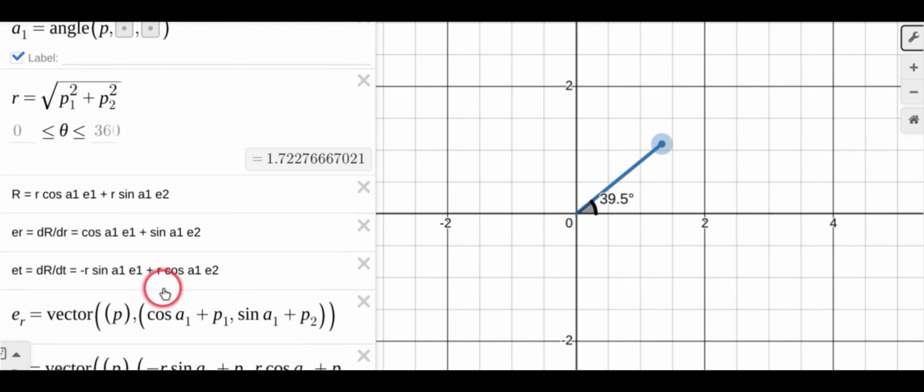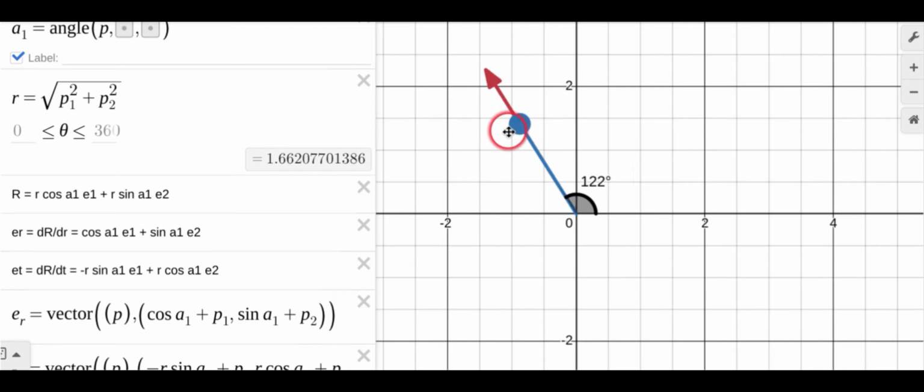So the x component, if you will, is the cosine of the angle. And now we want to add that to the point P1 because we want it to be here and in this direction, wherever that is. And this component is the sine of the angle plus P2. So we can see this is now the ER basis vector.